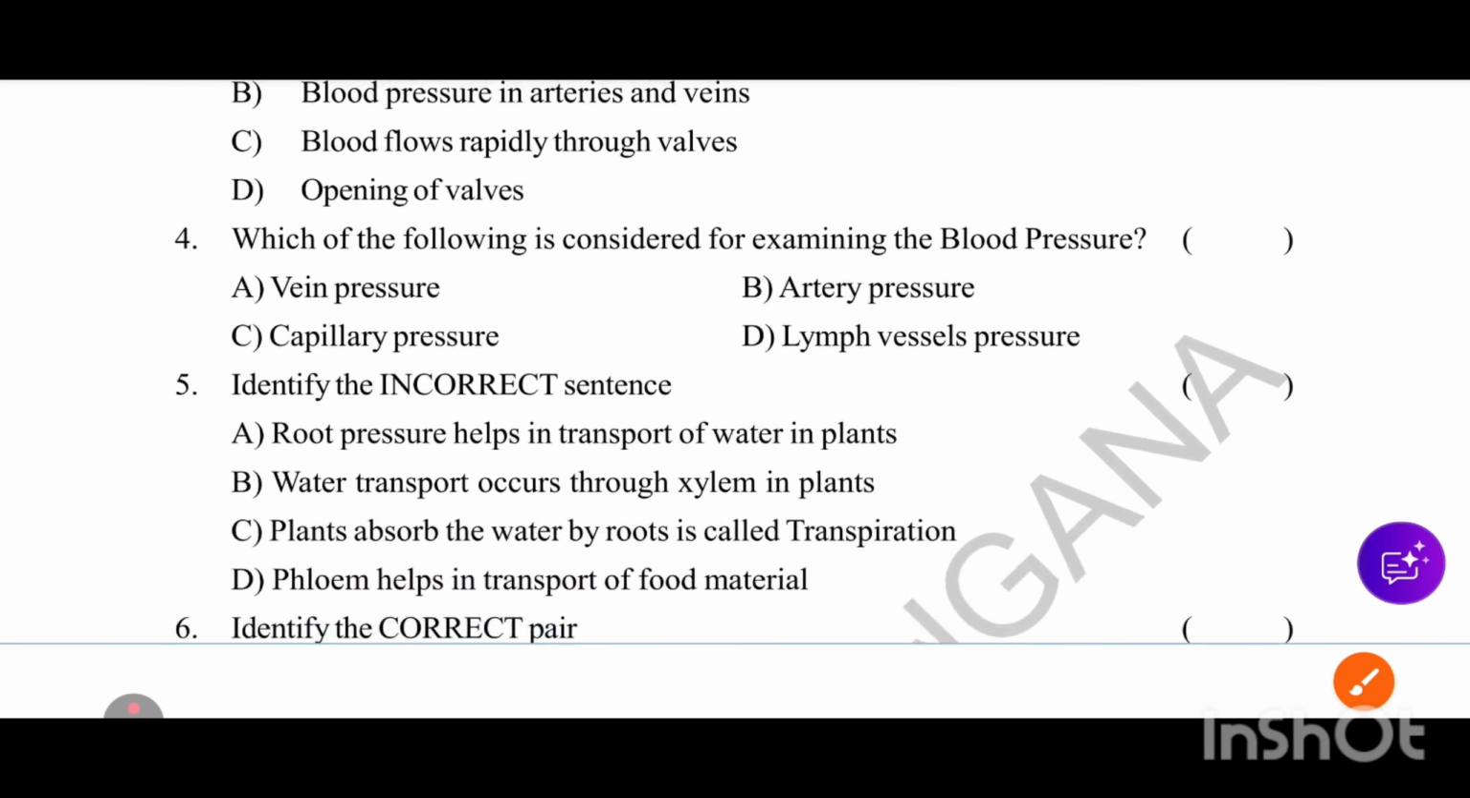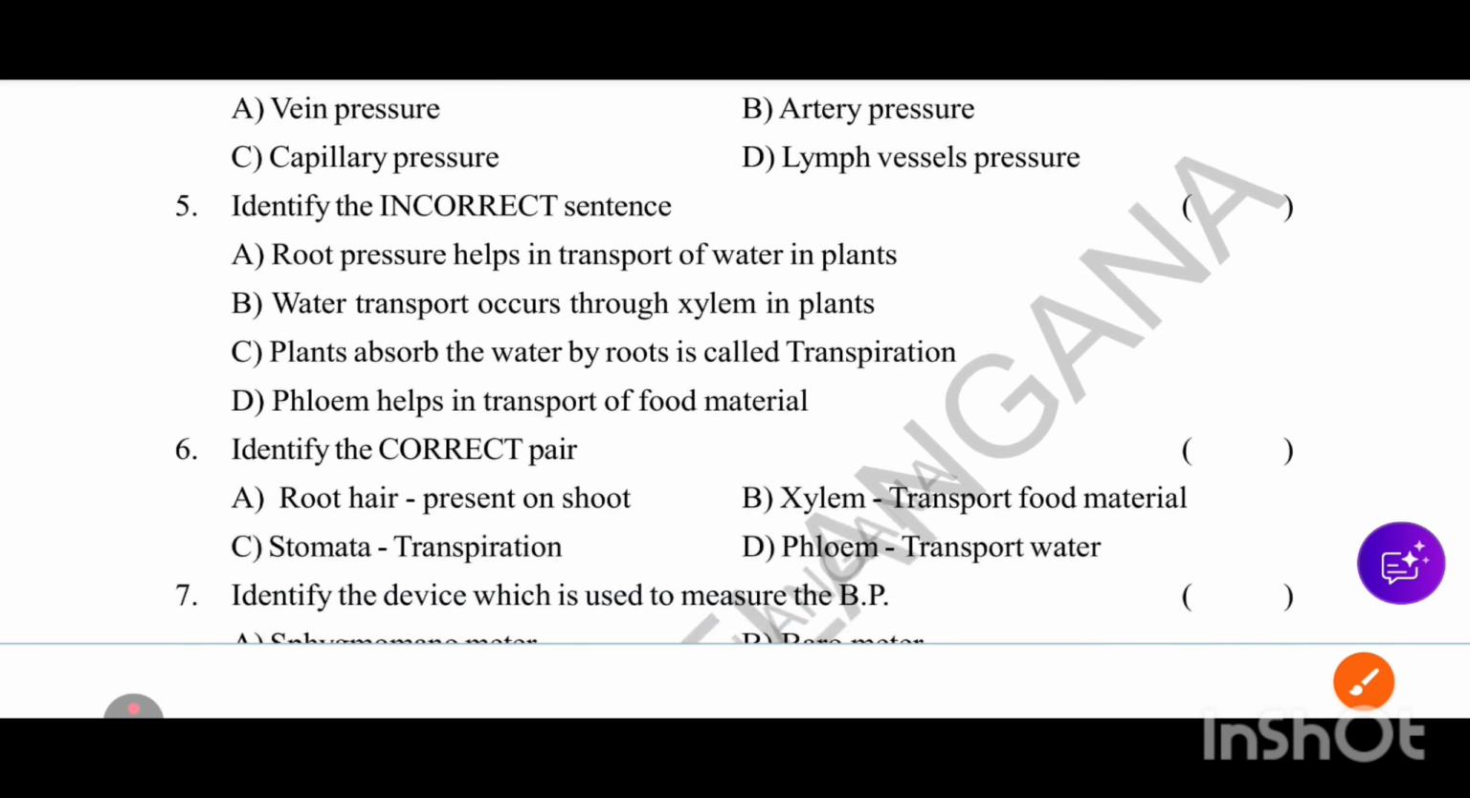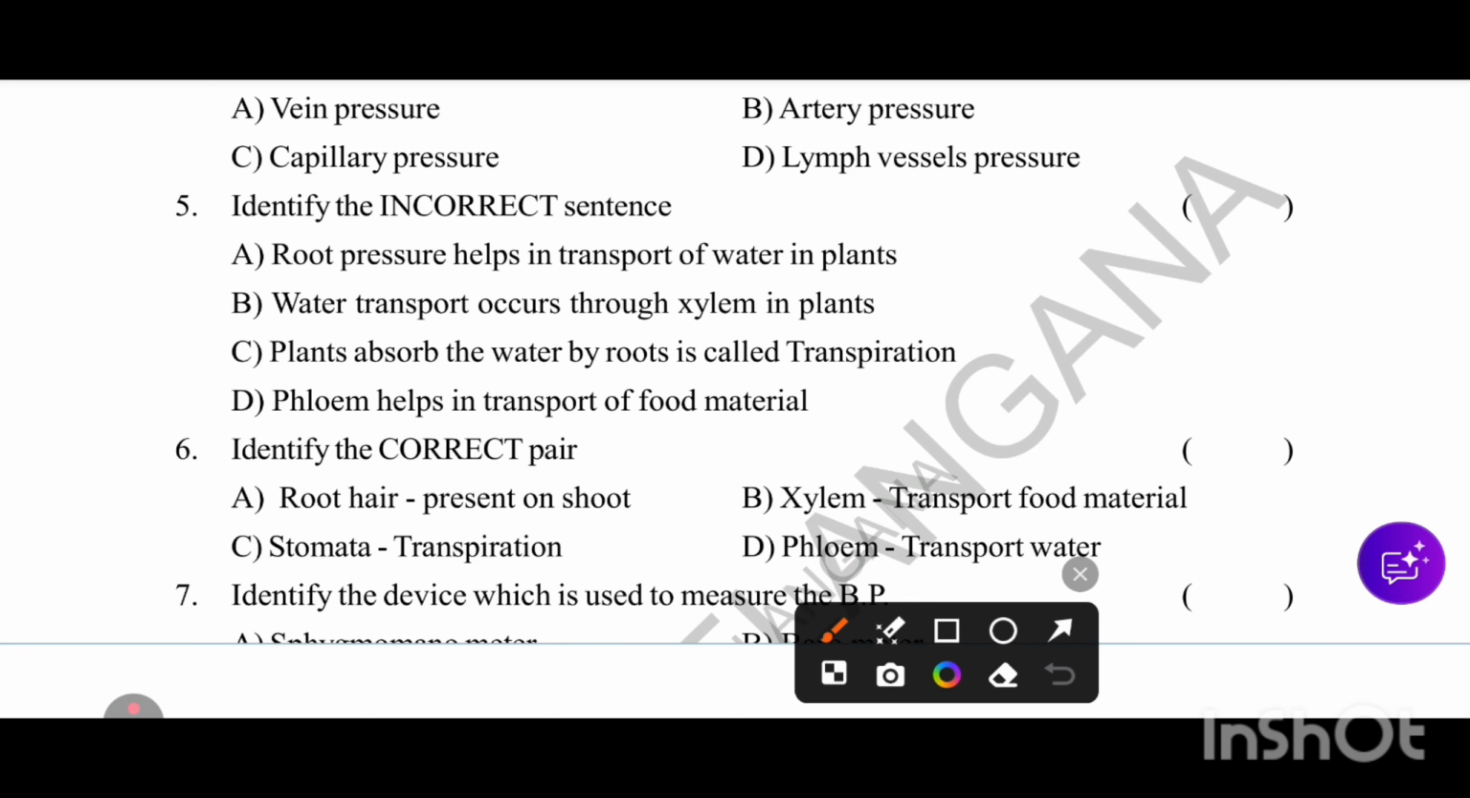Next one is, which of the following is considered for examining the blood pressure? Is it vein pressure, artery pressure, capillary pressure, lymph vessel pressure? That is mainly artery pressure. Okay, next one, the fifth question, is identify the incorrect sentence. In this, the correct answer is C. Plants absorb the water by roots is called transpiration. This is incorrect. Remaining all are correct sentences only.